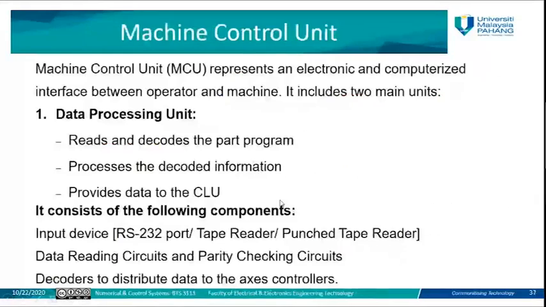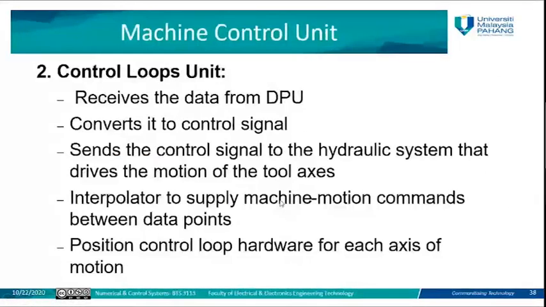Then the interpolator supplies machine motion commands between data points. Since it is connected to the hydraulic system, it is more involved in the mechanical action of the machine control unit. It will be responsible for moving or rotating the machines based on the required or desired value received from the program.